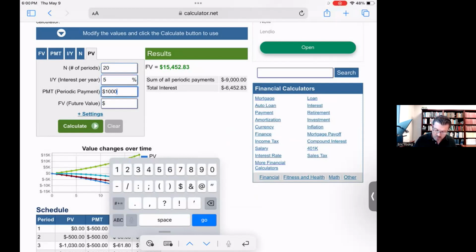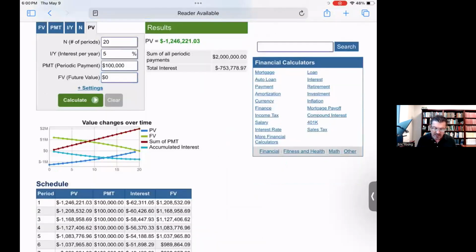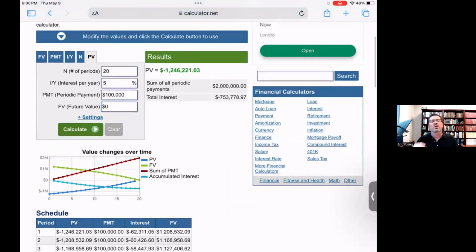The PMT, we're looking to draw 100,000 a year out. The future value, we're just going to say that we're not going to have any future value. We want to basically exhaust the account. We want to expend all the funds. And if we calculate, there it is, 1,246,221.